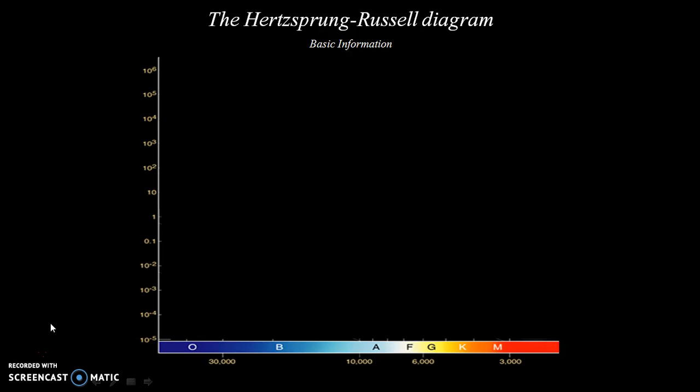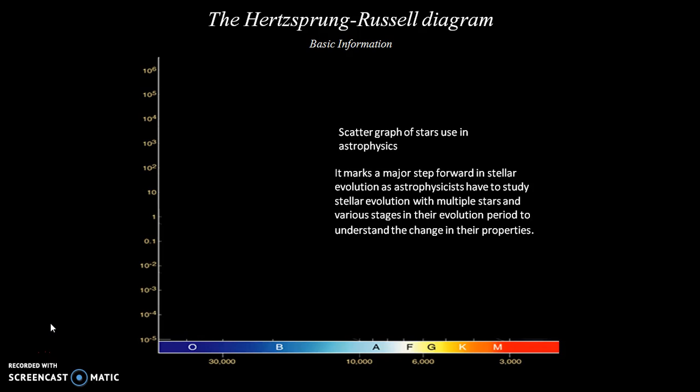The Hertzsprung-Russell diagram is an important scatter graph of stars used in astrophysics. It marks a major step forward in stellar evolution, as astrophysicists have to study stellar evolution with numerous stars at various stages in their evolution period to understand their change in property.